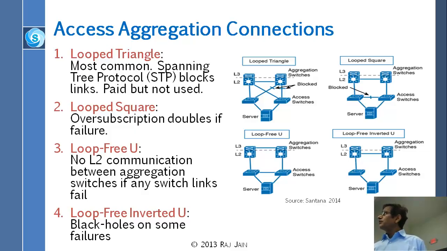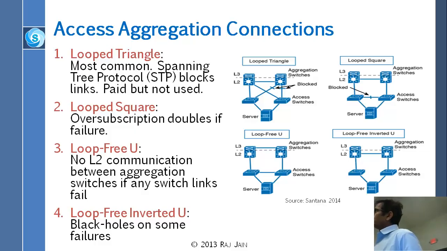Then you go to the third one, which is loop free U. Loop free U, and here the link is at the third layer. There is no link at the layer 2. So Ethernet, when they run these switches, when they run spanning tree does not find a loop. Doesn't block anything. So the problem is there is no L2 communication between the aggregation switches. If any link fails, if any of these links fail, this switch cannot talk to this switch at layer 2. It can talk at layer 3, but not at layer 2. It cannot tell the neighbors, look, my link is broken, let's reconnect or do something. Right? So your layer 2 communication is broken whenever any link breaks.